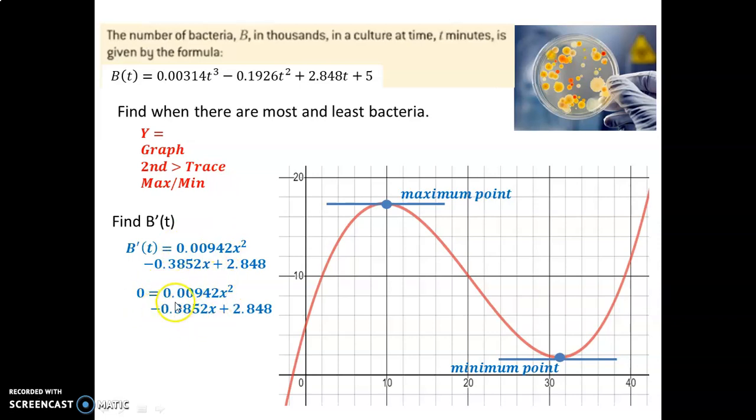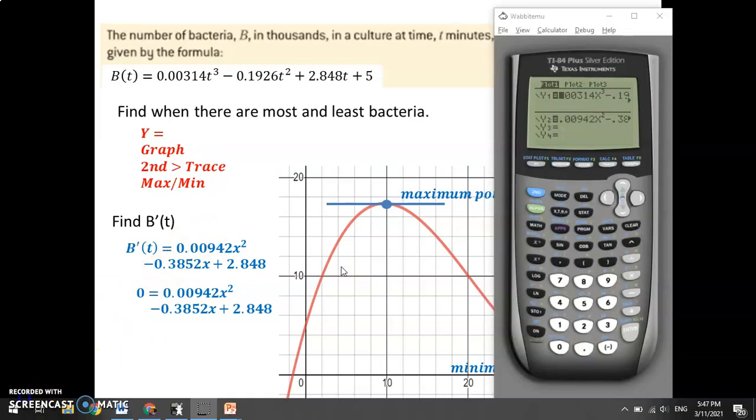Okay, of course you can solve this algebraically, but we can also use our calculator, right? We can graph our derivative function and then check when it is equal to 0. In other words, we can check when the derivative function intersects the x-axis, right? So let's try that now. Let's enter this function in our calculator and find that.